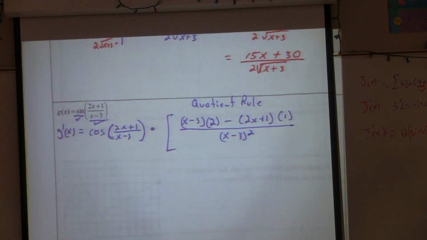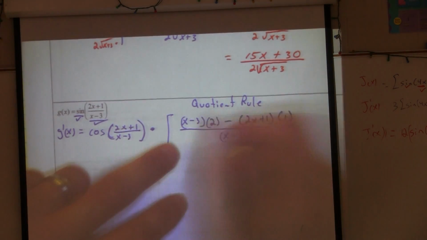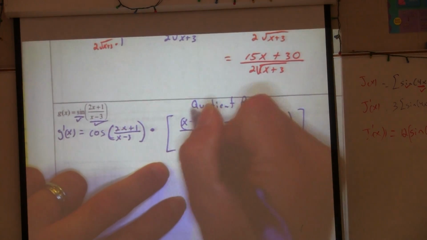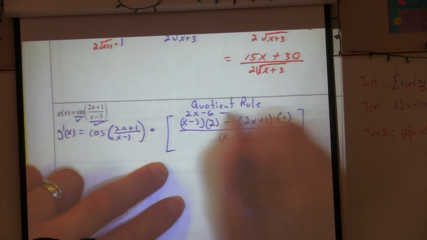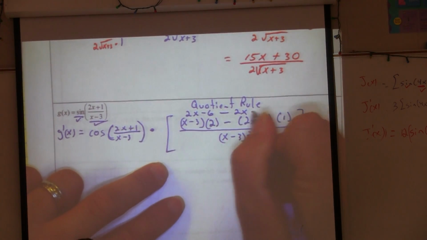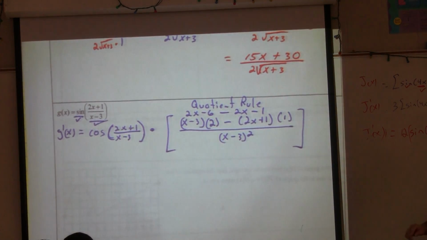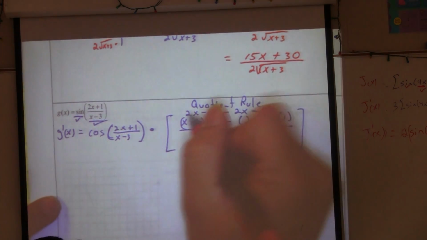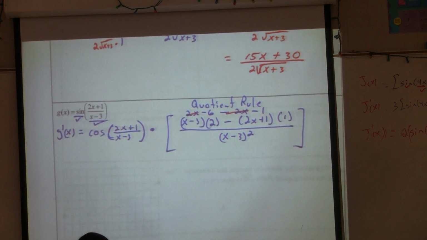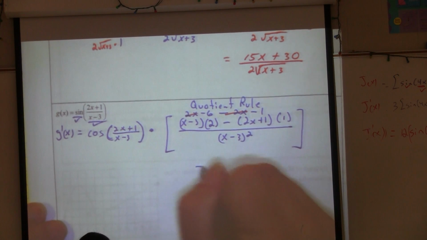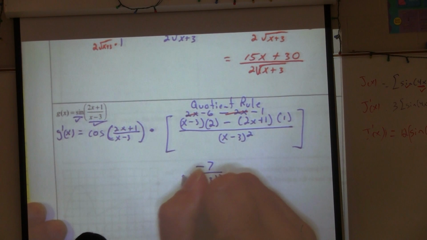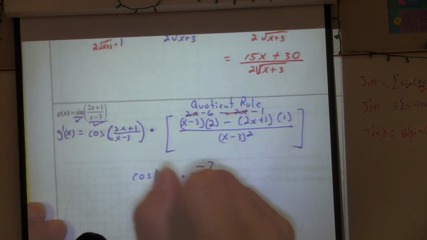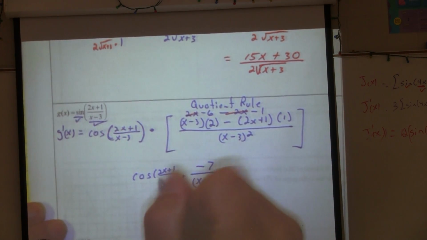That shouldn't be too bad. What's 2 times this? 2x minus 6. 2x minus 6 minus what? 2x. 2x minus 1. What cancels out? The 2x. So we're left with what? Minus 7. Negative 7 over x minus 3 squared times cosine of 2x plus 1 over x minus 3.